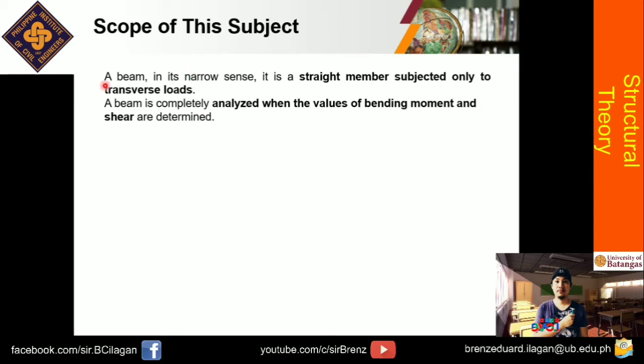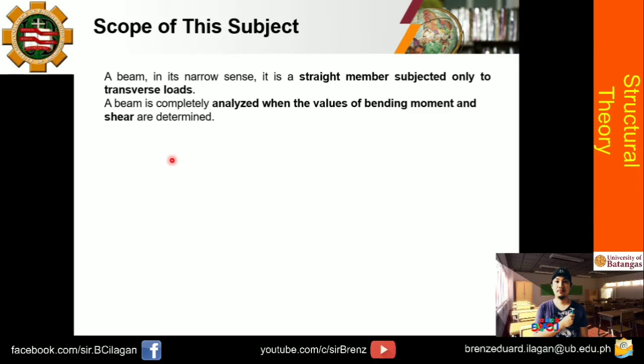Okay, so a beam. Let's define beam. In its narrow sense, it is a straight member subjected only to transverse loads. A beam is completely analyzed when the values of bending moment and shear are determined. Ito yung main concern natin in analyzing a beam, to get the bending moment and the shear. Kakailanganin natin ito sa pag-compute ng flexural stress, the horizontal shearing stress, the ones we discussed in the mechanics of deformable bodies, and at the same time, yung kanyang mga deflection.